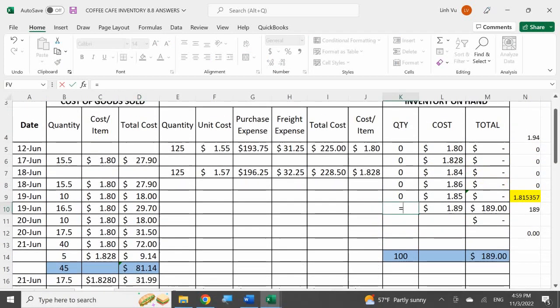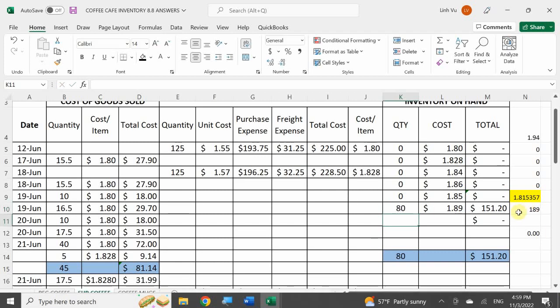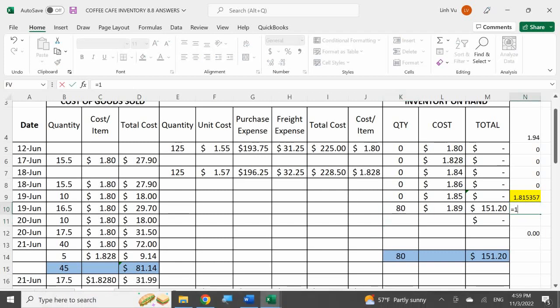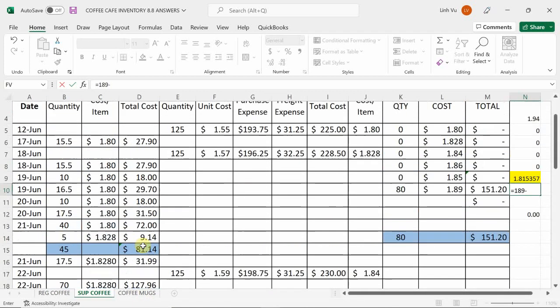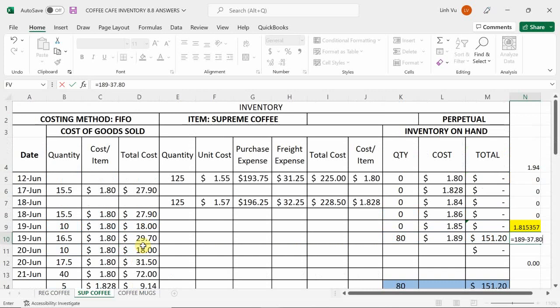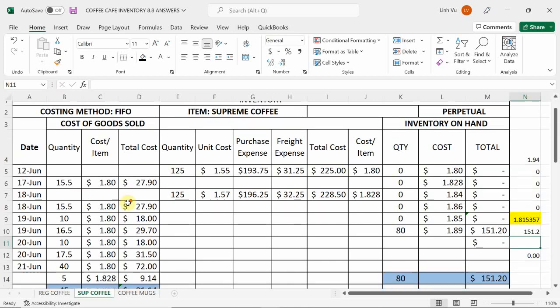So you had 100 minus 20 should leave you with 80 units left. 189 minus 37.80, you should have $151.20 left. Okay, so there you go.